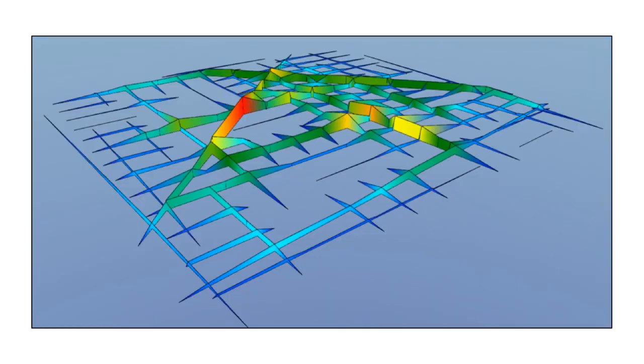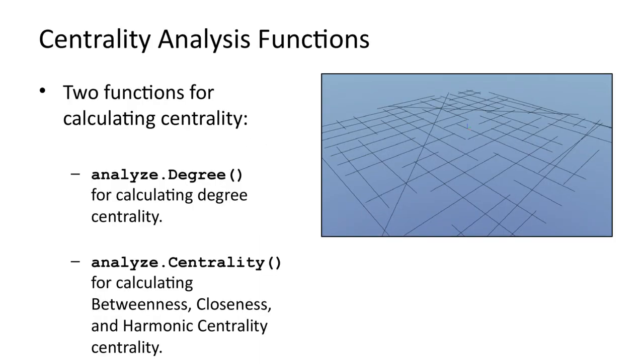In this video, we will look at how to perform centrality analysis in Mobius. There are two functions for calculating centrality. The analyze.Degree function is for calculating degree centrality. The analyze.Centrality function is for calculating betweenness, closeness, and harmonic centrality. The image shows a randomly generated street grid which we will use for experimenting with measuring different types of centralities.